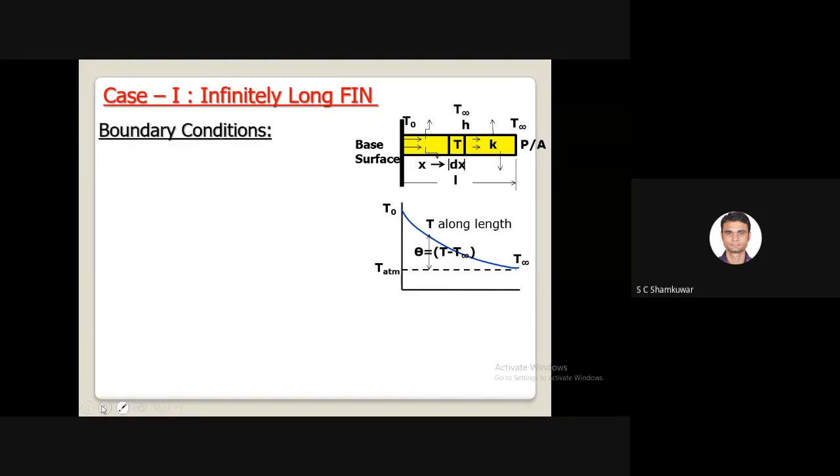So now we again have boundary conditions. What are the boundary conditions? The first boundary condition is at x is equal to 0, at the base surface. What is T? T is equal to T naught. And what is theta? Theta is equal to theta naught, nothing but T naught minus T infinity. This is at the base.